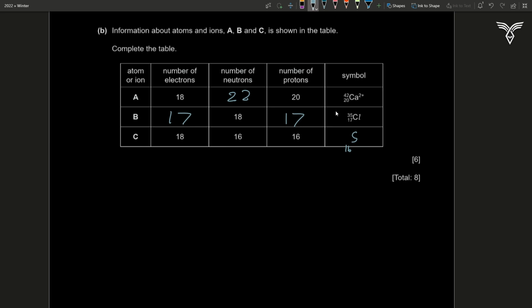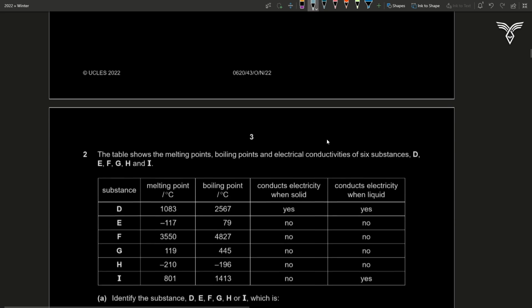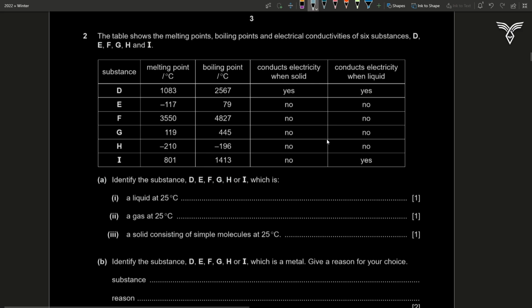طيب الأتوميك ماس بتاعها هيكون النيوترونز بلس البروتونز ف 16 بلس 16 هيكون 32. حلو. طيب normally it should have 16 electrons عشان عندها 16 protons فإن neutral atom هتكون عندها 16 electrons بس هنا عندها 18. معنى كده إيه؟ إنها ذات 2 electrons زيادة يعني عندها a 2 minus charge and this wraps up this question. طيب question number 2.